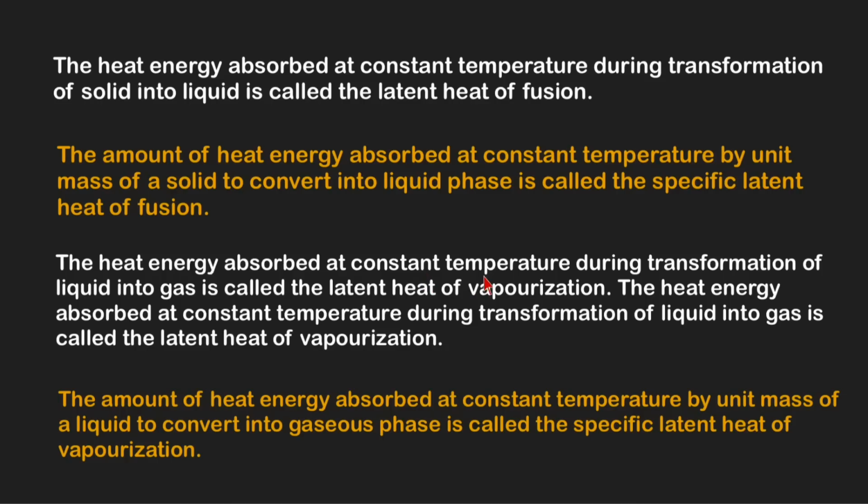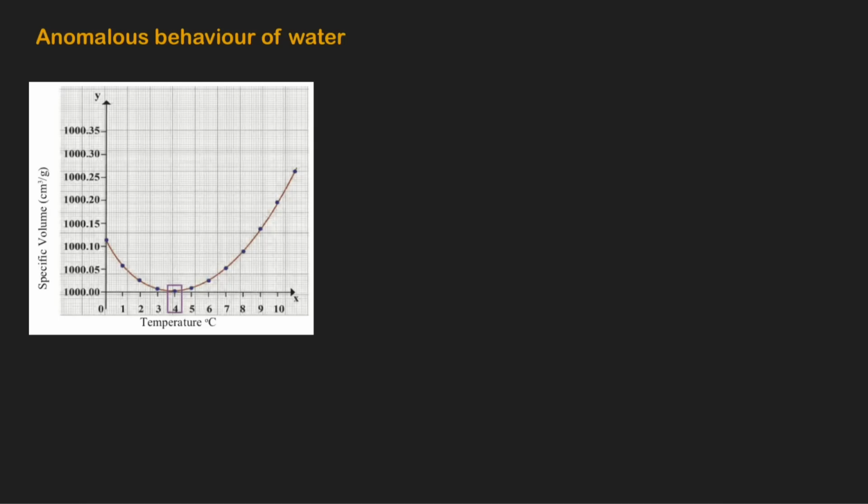Similarly, latent heat of vaporization: the heat energy absorbed at a constant temperature during the transformation of a liquid into gas is called the latent heat of vaporization. And the amount of heat energy absorbed at a constant temperature by unit mass of a liquid to convert into gaseous phase is called the specific latent heat of vaporization.